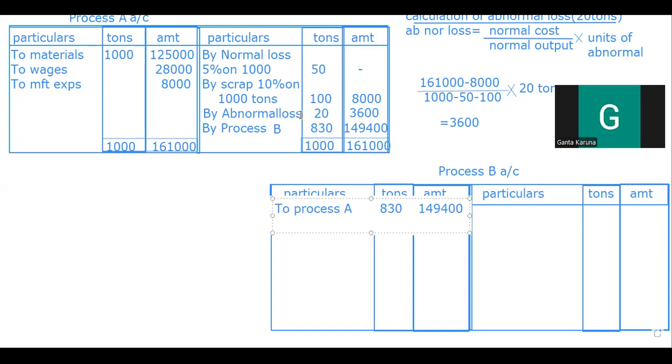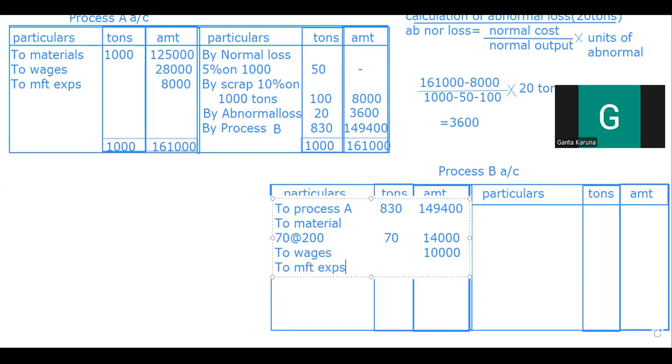Now again, I'll check in the textbook. Do I have any new materials? Yes, of course. 70 tons were again transferred here. So, two materials. How much did we get? 70 tons at the rate of 200. If I take it, 14,000 will be the amount. Now this is done. As usual, I'll take the other expenses. To wages, which was given to me as 10,000. Then to manufacturing expenses, which he has given as 5,250. So I have taken the data.